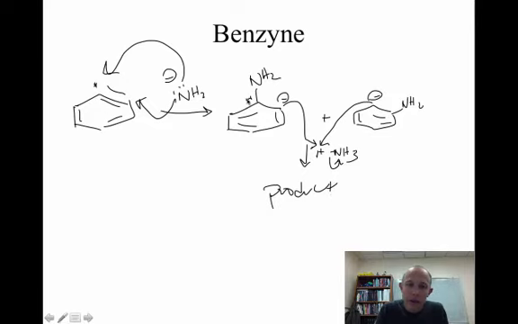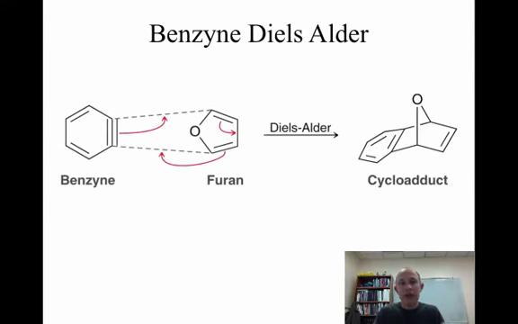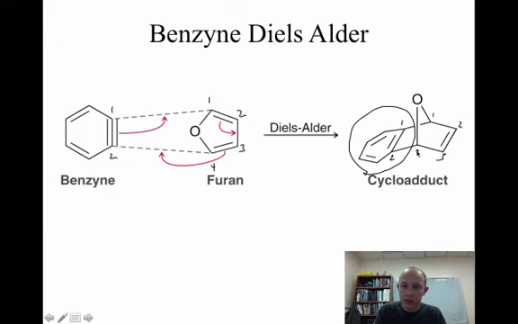Notice that 50% of the time this carbon is going to be labeled and 50% of the time this carbon is going to be labeled. And so this is basically a mechanism that explains why we see that 50-50 mix in terms of that labeled carbon. Benzyne is also a really powerful dienophile, and we can use it to form these really cool Diels-Alder products that have an aromatic ring. So remember, this is the two carbons of our dienophile, and these are the four carbons of our diene, and so we get carbons 1 and 2 bonded to carbons 1, 2, 3, and 4.